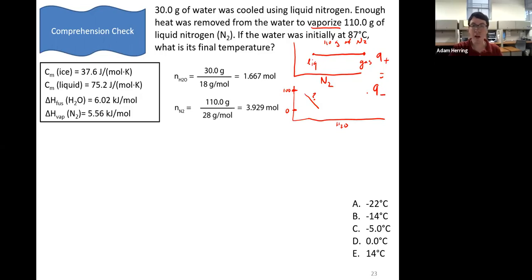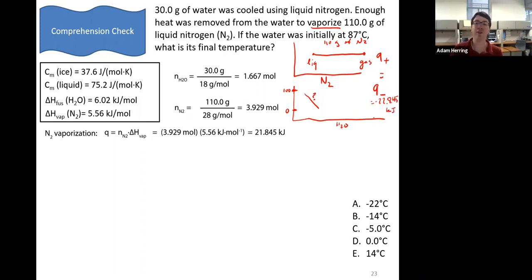Now, let's calculate the amount of energy required to vaporize the liquid nitrogen. That's going to be the number of moles times the enthalpy of vaporization. So it takes just under 22 kilojoules in order to vaporize the liquid nitrogen. That means then that the energy that's given off by the water is negative 22.845 kilojoules.